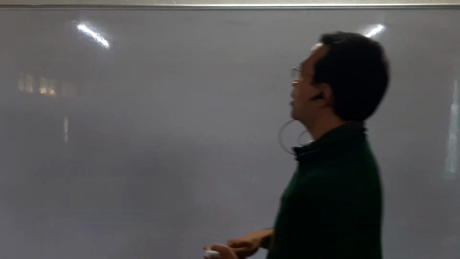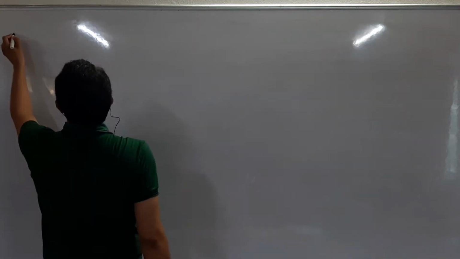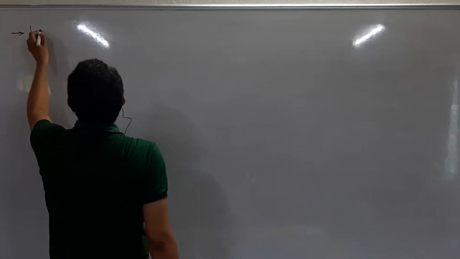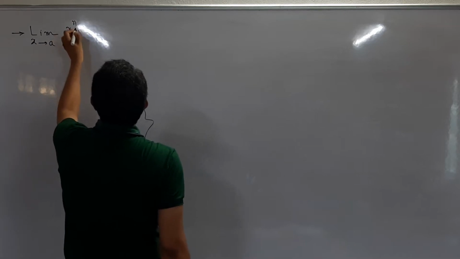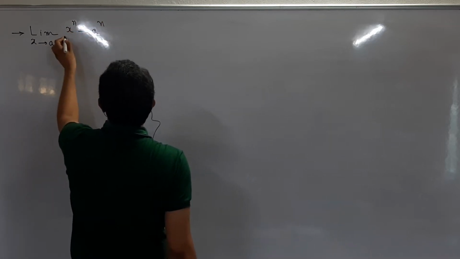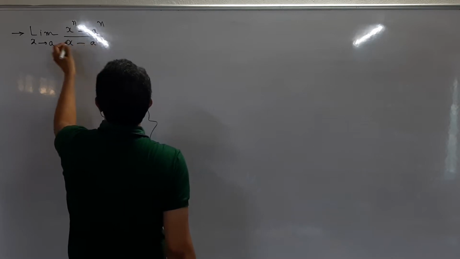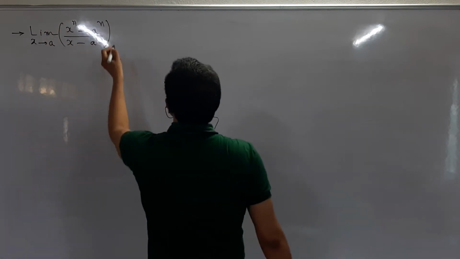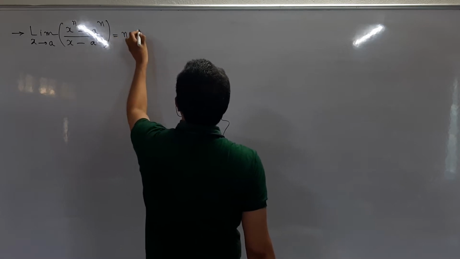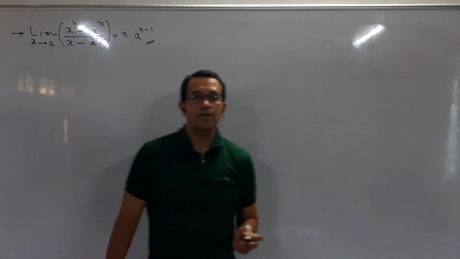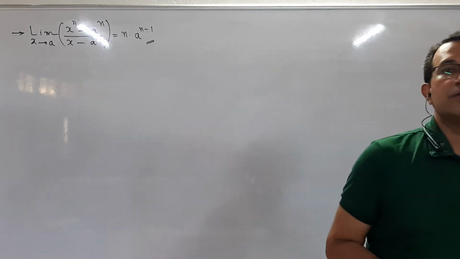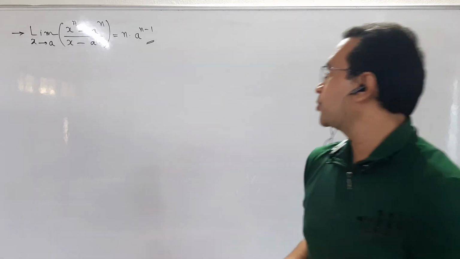In today's lecture, we are going to study a new formula of limit and focus on sums of this formula only. Limit x tends to a, x raised to n minus a raised to n upon x minus a is equal to n into a raised to n minus 1. Students, this is the formula which we have to accept without proof.